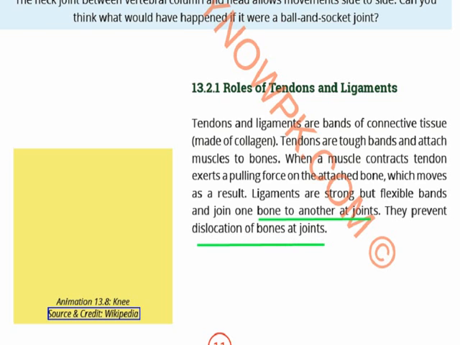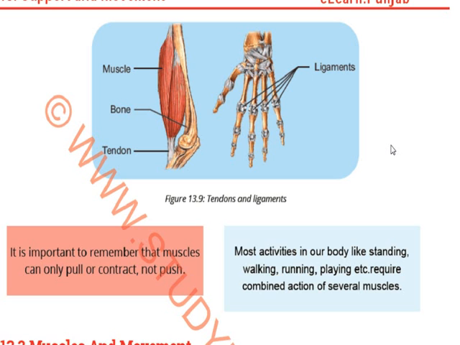Sometimes when we get injured, the bone is not fractured, but they say it's dislocated. So the dislocation is because of these tendons and ligaments. They are dislocated and not fractured.